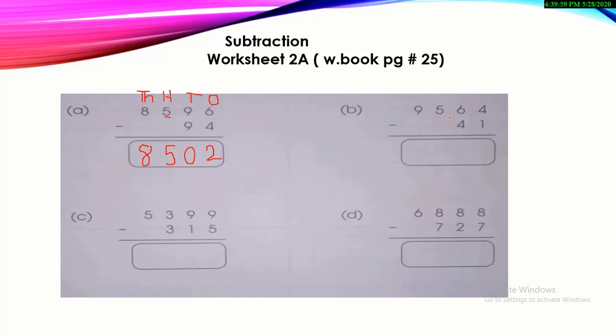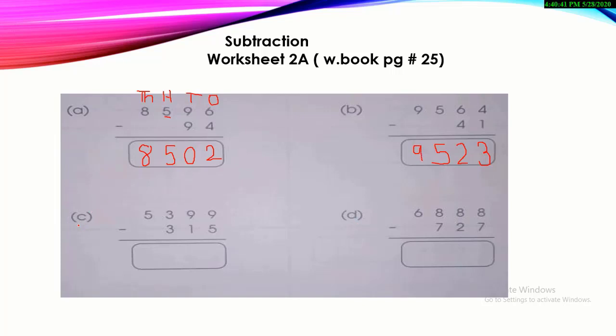I observed that a few students try to solve the questions from the left side, which is totally wrong. Your answer will be wrong when you will specially solve the borrow questions. So let's solve it. 4 minus 1. Okay, what will be the answer? You can take out your finger and tell me the answer. Okay, most of my students already know the answer. 3. 6 minus 4. Answer is 2. Yes. The 5 will come as it is, and the 9 will come as it is.